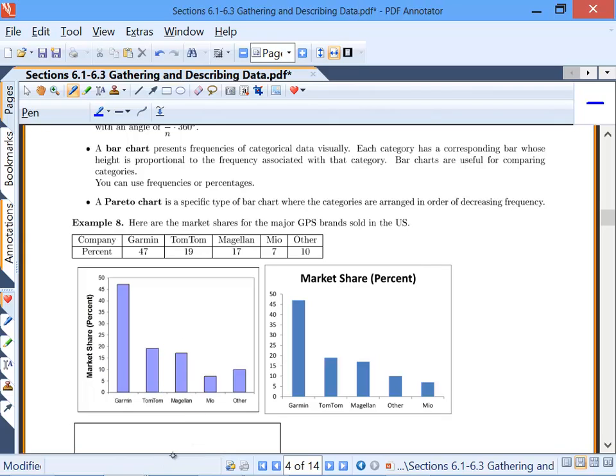Notice in the bar chart that my bars aren't necessarily in order. If you put the bars in order of their height, then it becomes what is called a Pareto chart, which is just a specific type where you put it in order of frequency. We like Pareto charts just because they're nicer to our eyes, and it makes it easy to look at it and immediately see what is the biggest category and what is the smallest category.